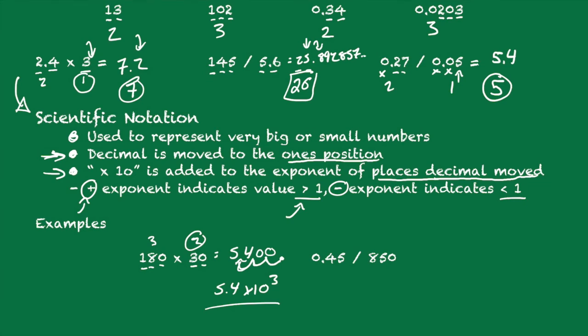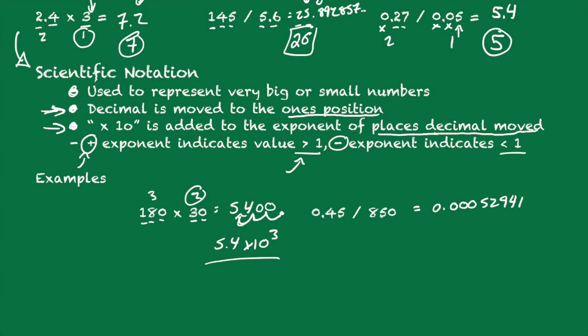Trying the division one now, we have 0.45 divided by 850. This gives you a really small number. If we put it in our calculator, we get 0.000529412, and it keeps going on and on. So it's a really small value, but a really long number.